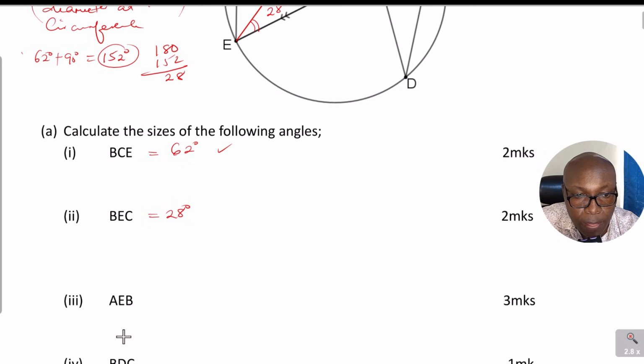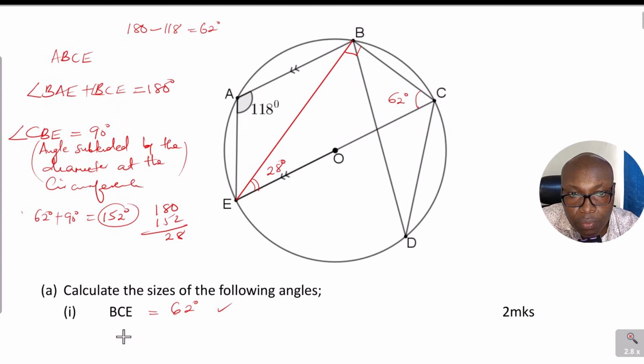We got part 3, AEB. AEB is this angle that is here. That is the angle that we need. So how do we get that angle? For us to get that angle, we shall look at the two prior lines here. Look at line AB and line EC. Those lines are parallel. And BE is acting as a transversal.